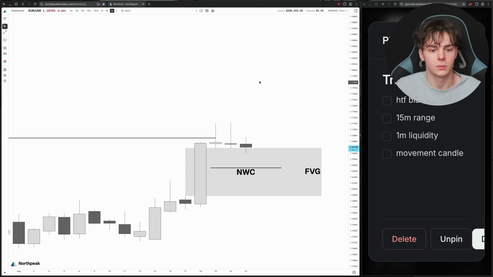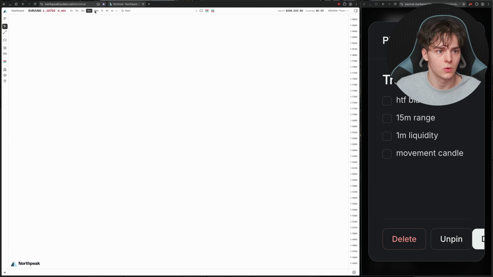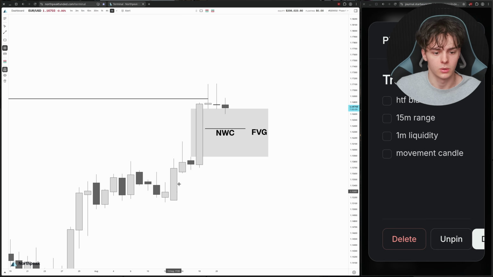Then on the daily time frame, we are seeing rejection. That is going to be 2 already. Then we go on to, well, we are staying on the daily. We are taking up our Fibonacci. That is going to be number 3.